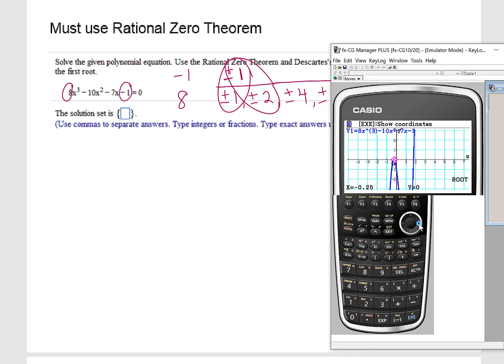Let's see if we have any others. Oh, that's the other irrational one. So remember when we do the quadratic formula at the end, we end up with plus or minus. So that'll give you your 2 irrational zeros. So the one we're working with is negative 1/4, negative 0.25.